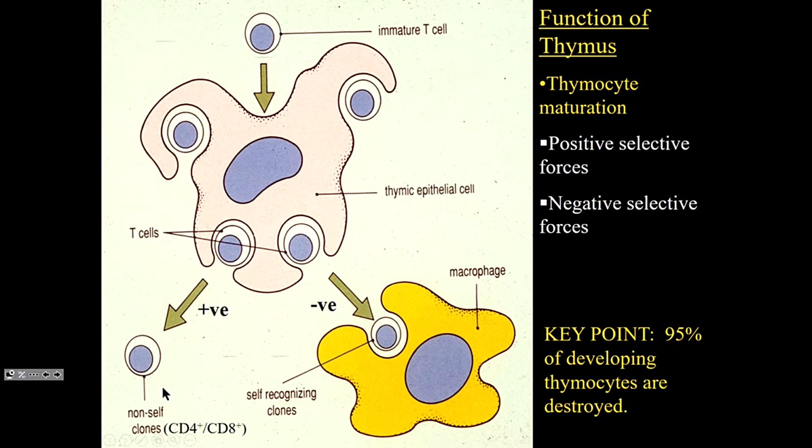Now, this is very inefficient because 95% of the T cells in the thymus that are undergoing maturation are self-recognizing, and so 95% of these T cells are destroyed by macrophages, whereas only 5% are non-self clones, and so only 5% are released into the circulatory system. So it's very inefficient. 95% are destroyed, 5% make it.